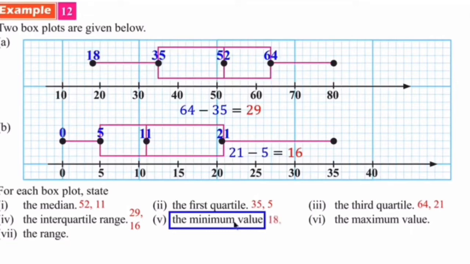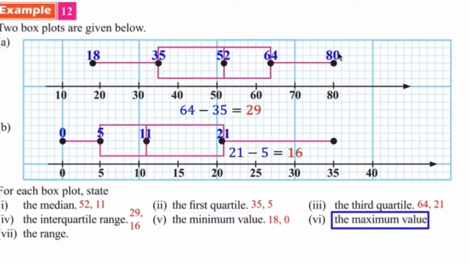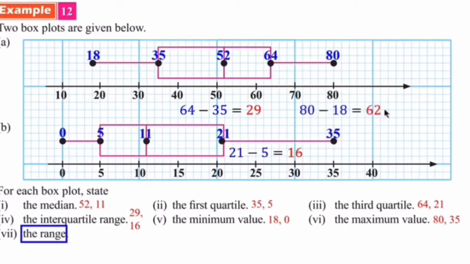The minimum value is 18 and 0. The maximum value is 80 and 35. For the range, we take the maximum minus minimum, 80 minus 18, 62. And for B, 35 minus 0 equals 35.